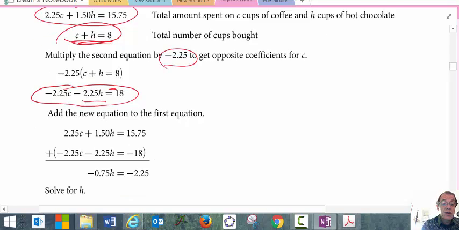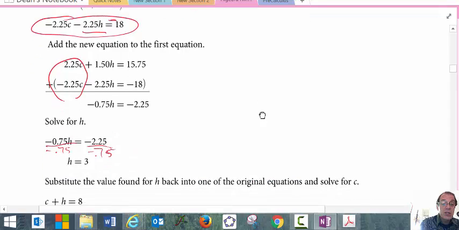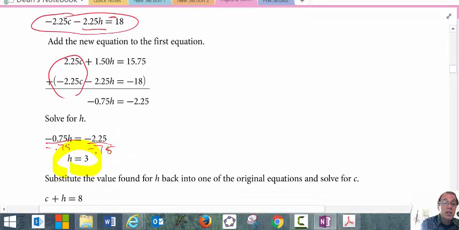And now by adding those equations, what happens to the c's? Oh yeah, that's the elimination method, isn't it? Because it's eliminated. And then 1.50 minus 2.25 is negative 0.75. And there are h's. And if I take 18 and subtract it from 15.75, I get negative 2.25. One last step, I'm going to divide both sides by negative 0.75. And a negative divided by a negative gives me a positive. And the answer is, for the number of cups of hot chocolate, we get 3.